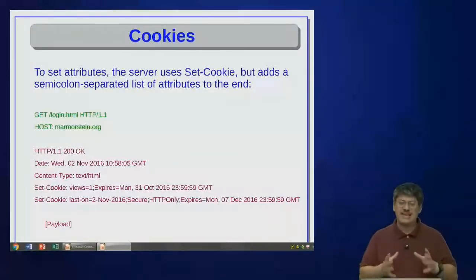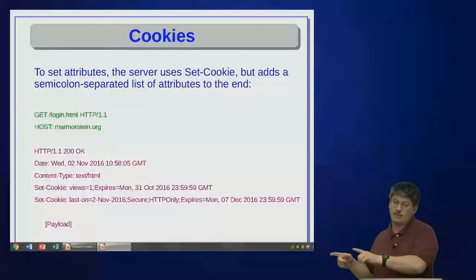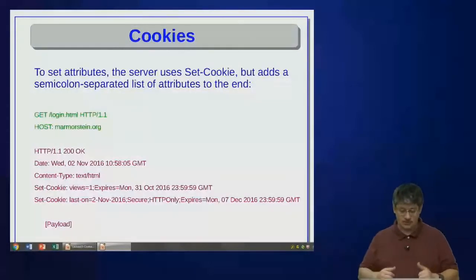Well, when the web browser gets this HTTP response, it's going to look at that expires attribute and say, oh, the views cookie has already expired, and it's going to delete it. So this is a way to delete a cookie. The only way to delete a cookie is to use the expires attribute to mark it as already expired, and then it'll be deleted by the browser.